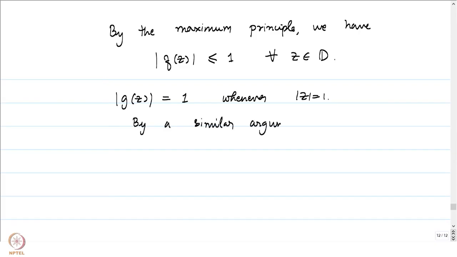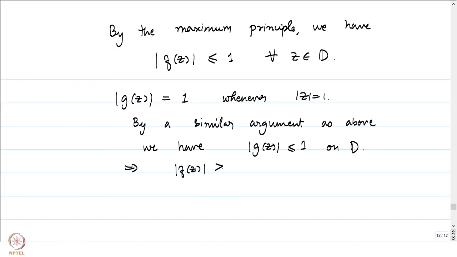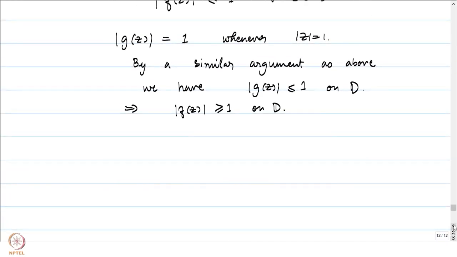by using the maximum principle on G, we have the absolute value of G of Z is less than or equal to 1 on D for all Z in the unit disk. But that implies that the absolute value of F of Z is greater than or equal to 1 on D, because F of Z is exactly equal to 1 by G of Z, or rather G of Z is equal to 1 by F of Z. Yeah, both are true.